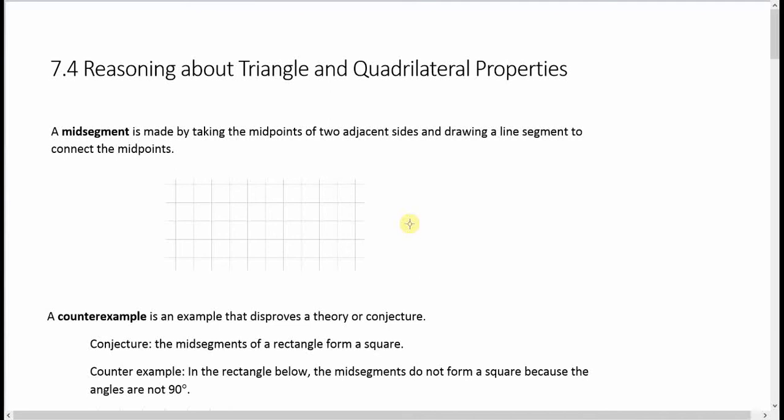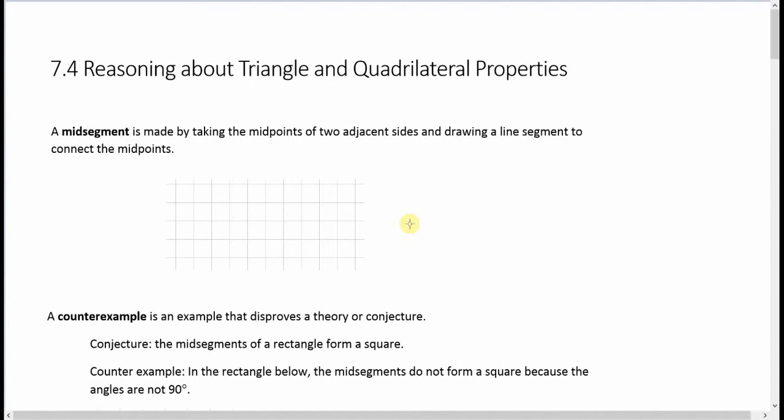In this video, we are going to talk about triangles and quadrilaterals and their properties. More specifically, midsegments and medians. Midsegments and medians are different ways to split apart polygons. We're going to make some conjectures, which means basically make some theories about these breakups of the polygons, and then we're going to test them.